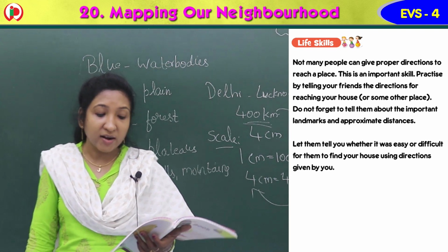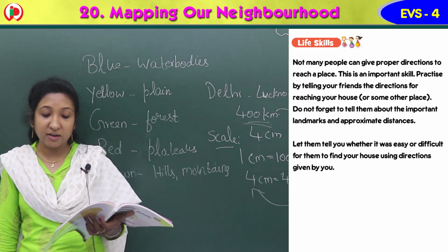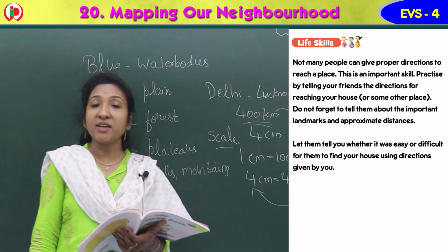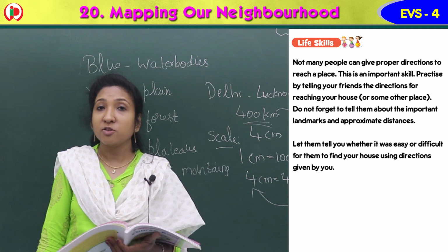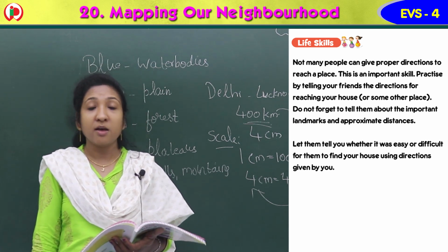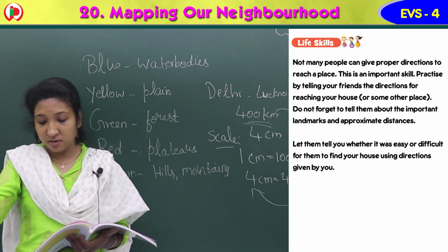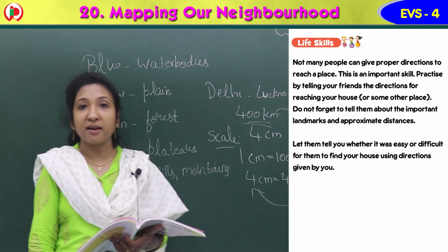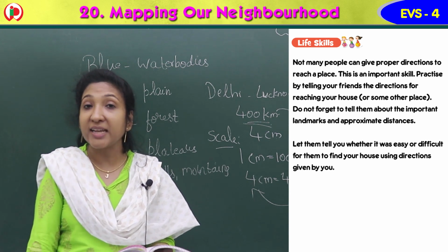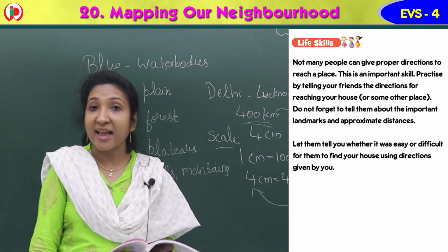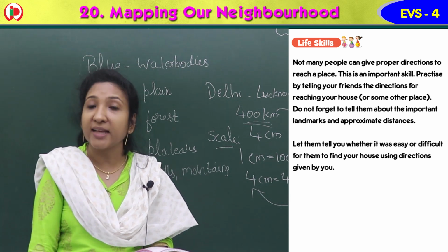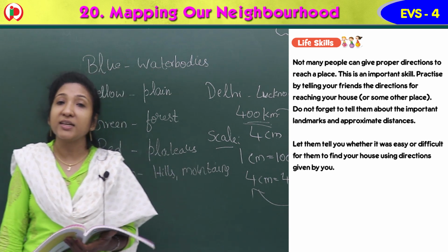Let them tell you whether it was easy or difficult for them to find your house using the directions given by you. So when you give the directions of your house to your friend, let them tell whether it is easy or difficult for them to find your house. Okay, so try to do this activity by telling your friend the exact location of your house, or some other location address you can tell.